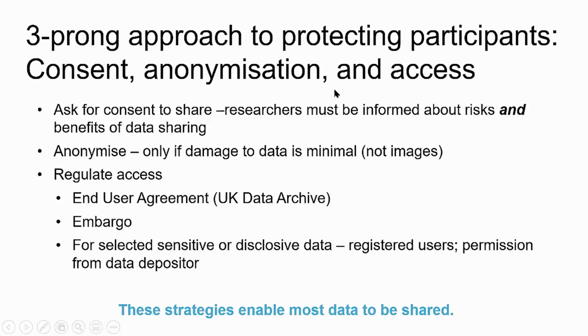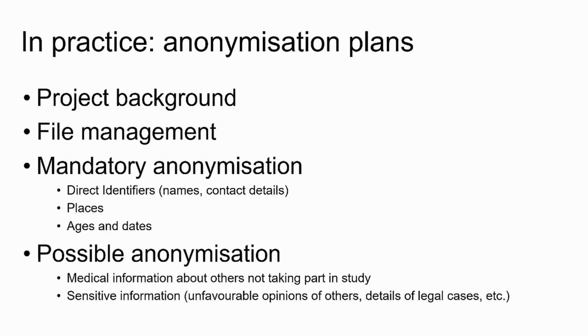And just as a final wrapping up of qualitative data, I wanted to share that we do come up with these anonymization plans when we are processing collections at the UK Data Service. These anonymization plans start with a project background. We talk a little bit about how we're going to manage those data files, and then we specify what's going to be mandatory anonymization versus what might be possible anonymization. I've listed just some examples here. Often when we do mandatory anonymization, we're thinking about what the direct identifiers are, what sorts of things were talked about within this collection that might be a direct identifier.